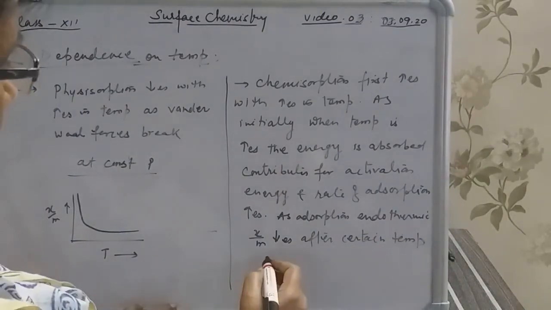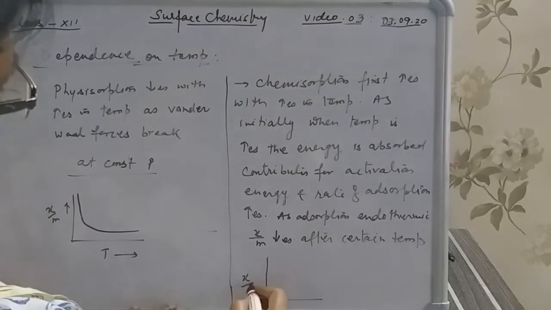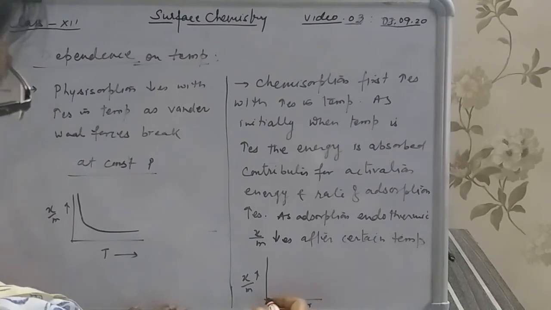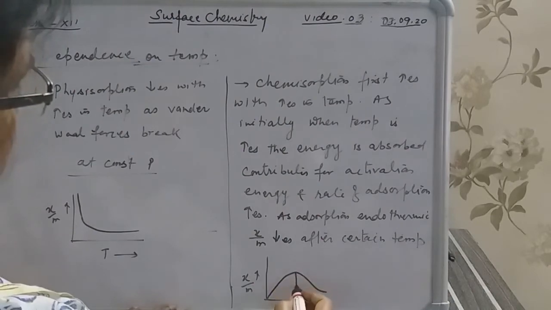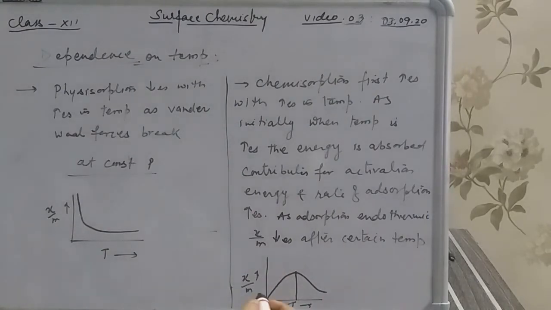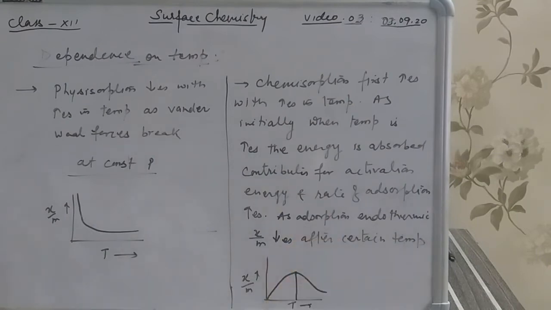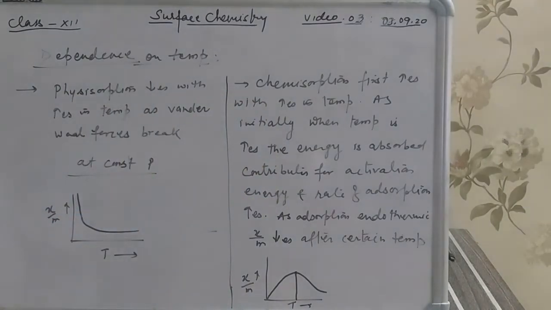If we plot a graph explaining it, x by m versus temperature, it first increases and then decreases. So at this particular point, temperature first increases to contribute energy for activation energy, and after that the x by m value decreases. So this is the dependence on temperature for physisorption and chemisorption.